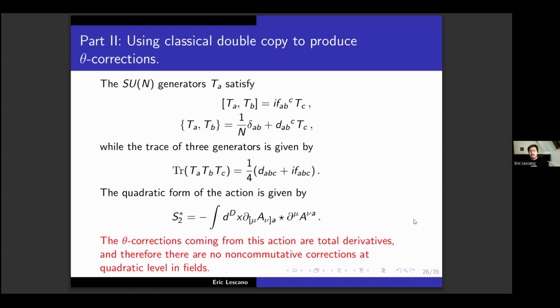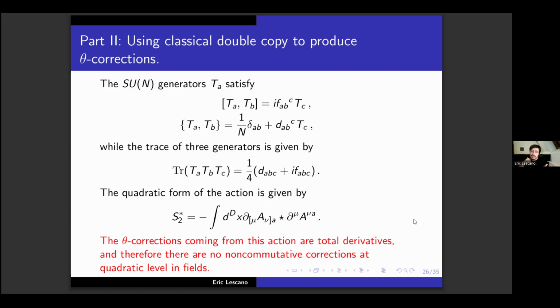So in principle, if we want to follow exactly the same path as before, it's very easy to prove, and I am not giving all the details, that at quadratic order we have nothing, because everything is a total derivative. So at quadratic level, the theta corrections are just total derivatives. So when you perform this double copy map, you don't obtain new corrections, in this case non-commutative corrections.